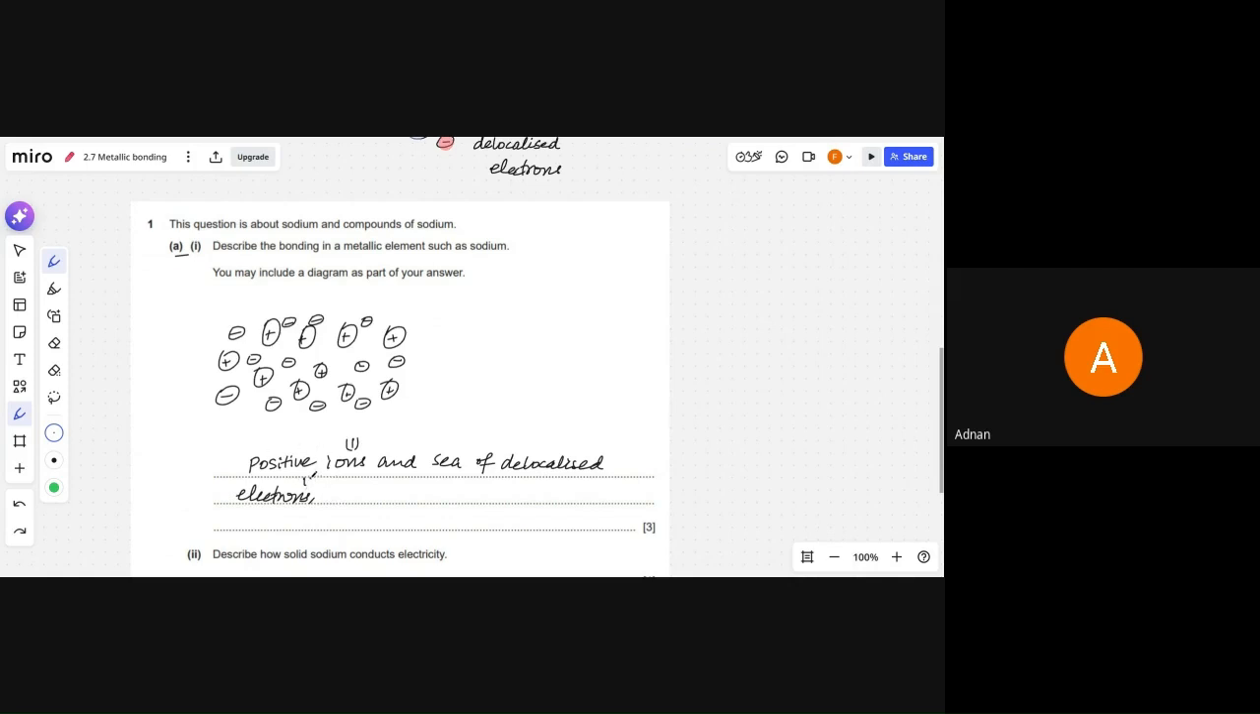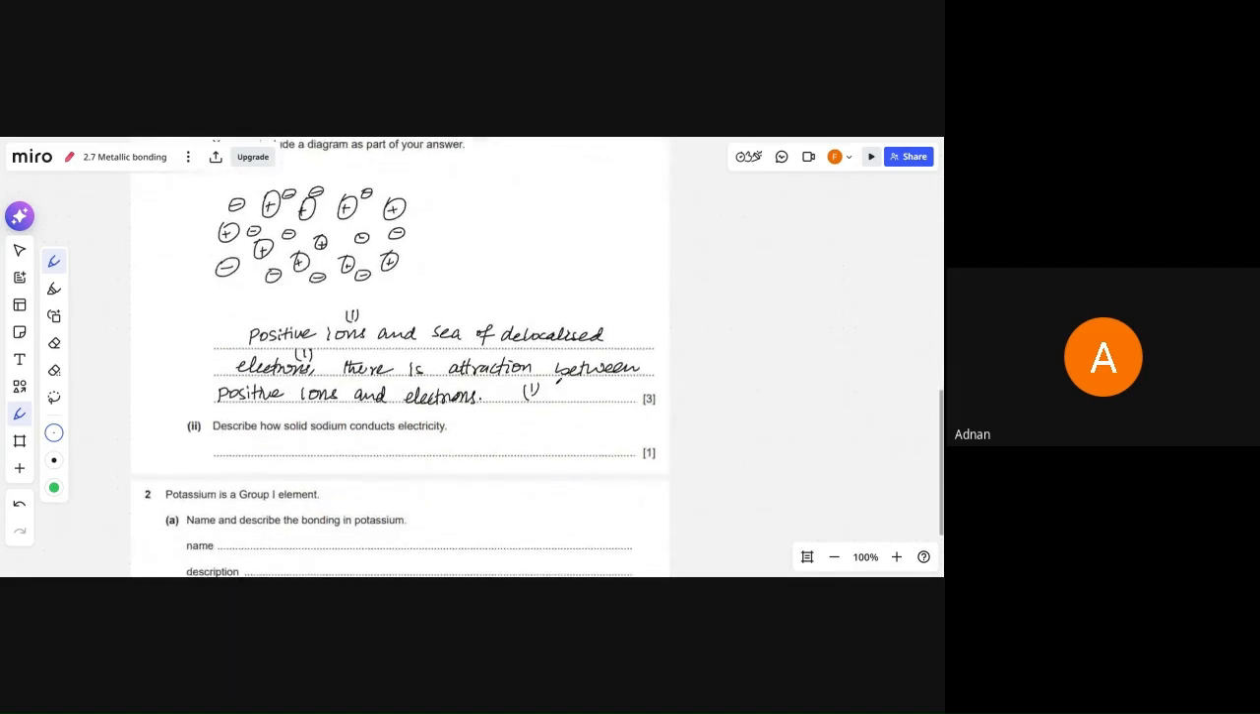And the 3rd mark will be awarded when you say that there is attraction between positive ions and electrons. So this part is going to get you the 3rd mark.